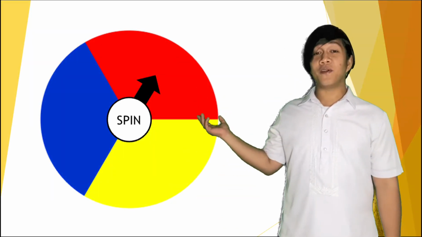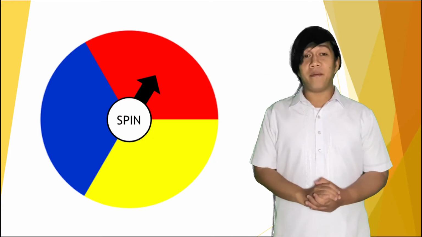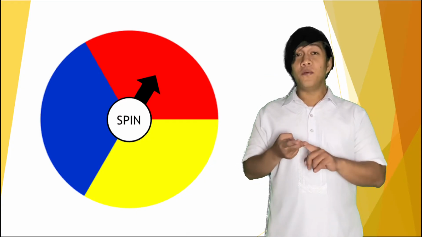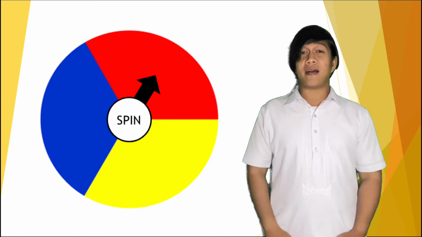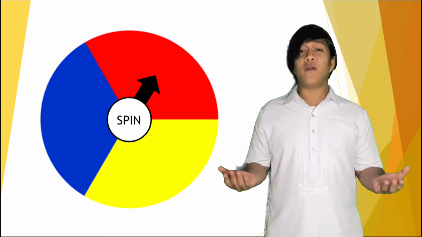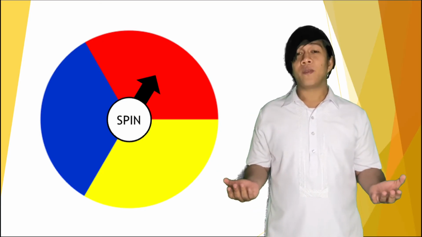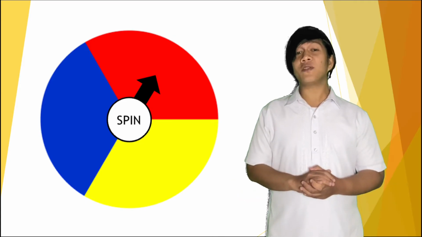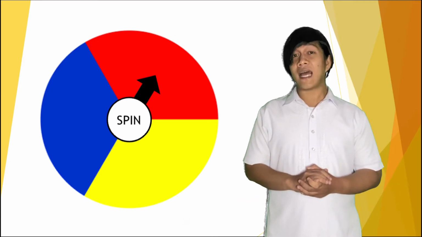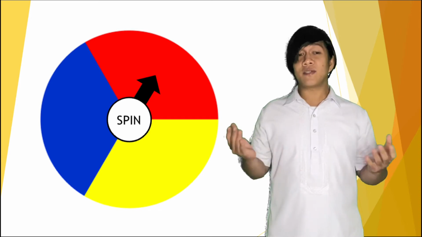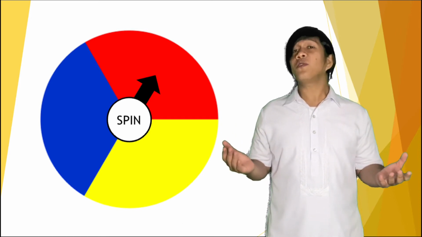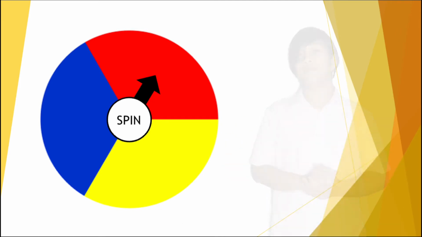This is a spinner with 3 equal parts, labeled red, blue, and yellow. How many possible outcomes are there and what are the possible outcomes? What are the special terms related to it that will lead to understanding probability? Let us look and study the definitions to help us answer the problem.